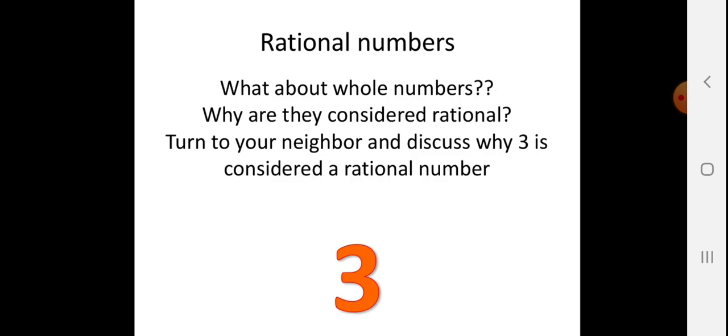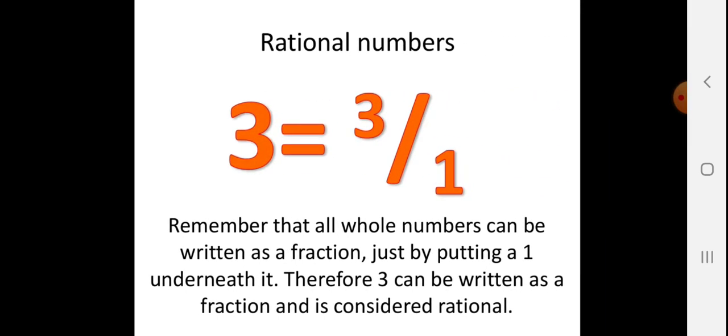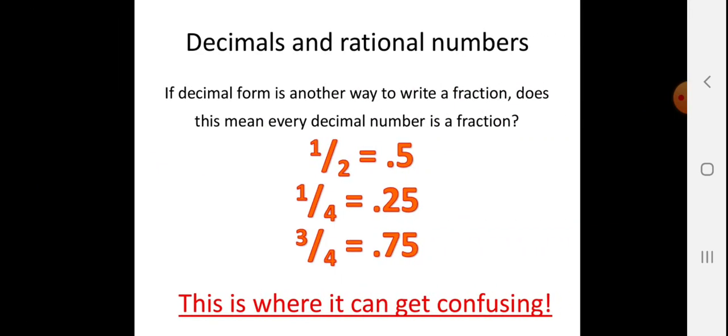What about the whole numbers? Why are they considered rational? Turn to your neighbors and discuss why 3 is considered a rational number. Because you can also write 3 as 3 divided by 1, which is in the form of a fraction. Remember that all whole numbers can be written as a fraction just by putting a 1 underneath. Therefore 3 can be written as a fraction and is considered rational.